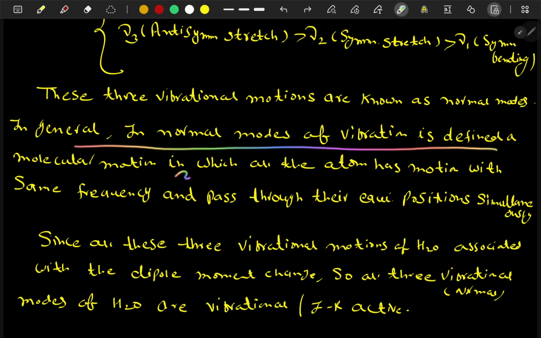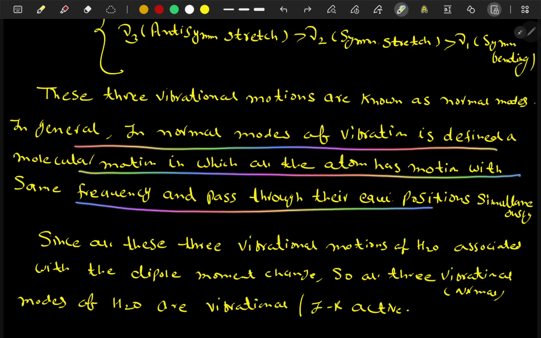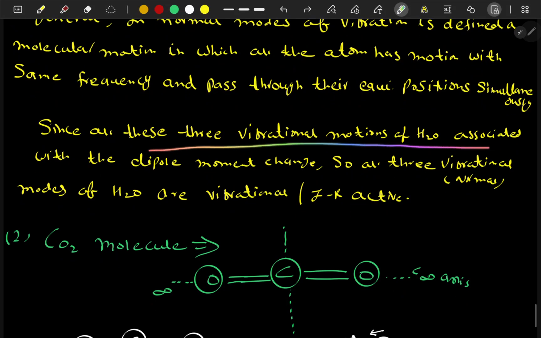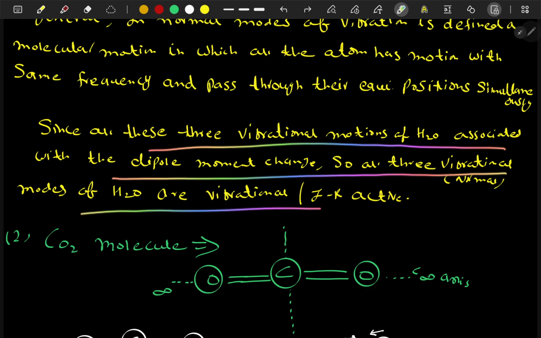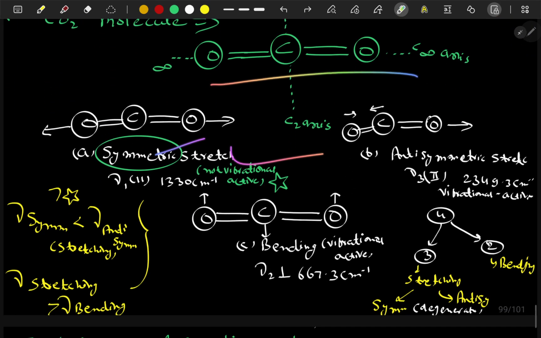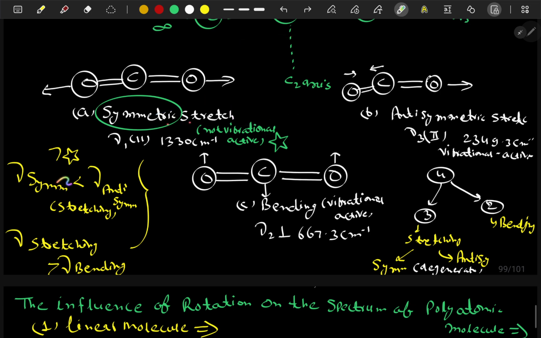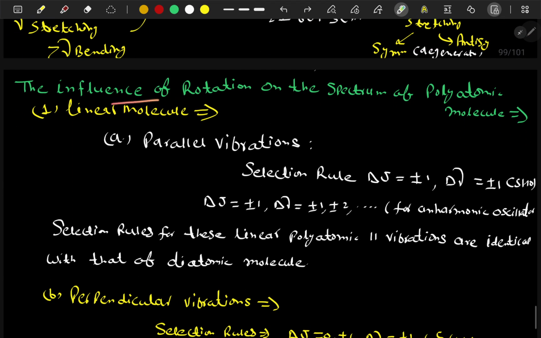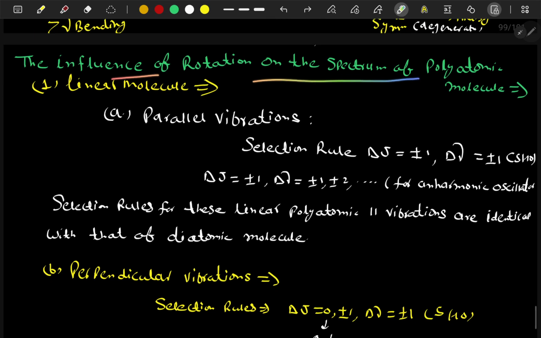Now these three vibrational motions are known as normal modes of vibration. A normal mode of vibration is defined as a molecular motion in which all atoms move with the same frequency and pass through their equilibrium positions simultaneously. Since all three vibrational motions of H2O are associated with a dipole moment change, all three vibrational modes of H2O are infrared active. This you can check for CO2. Antisymmetric stretching is greater than symmetric stretching, which is greater than bending.